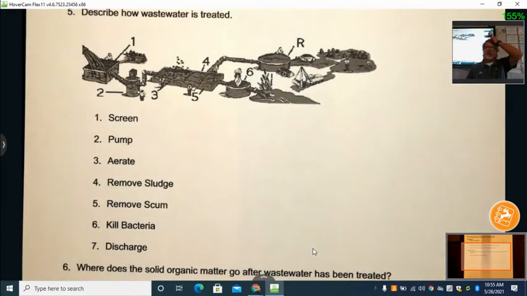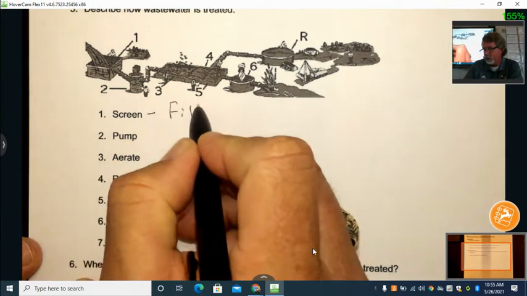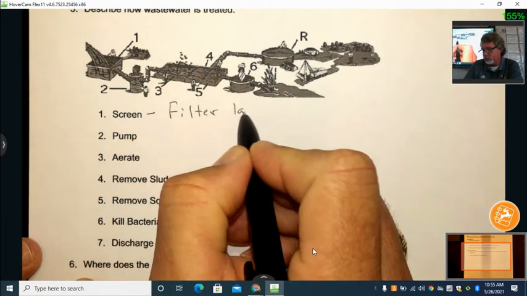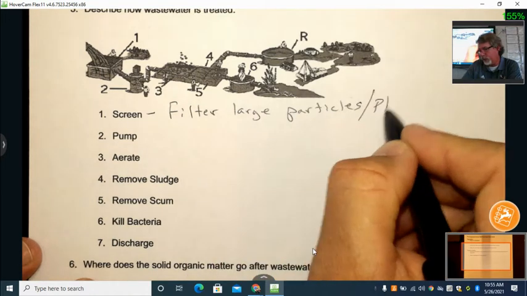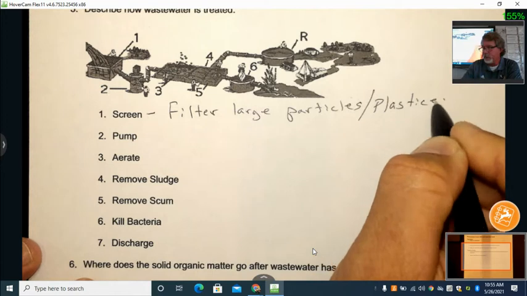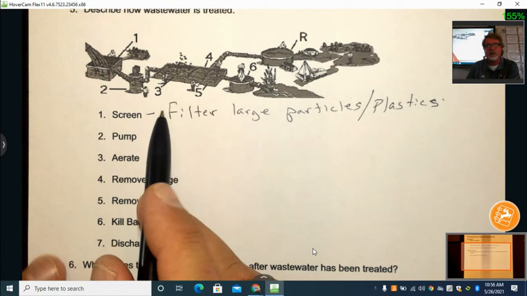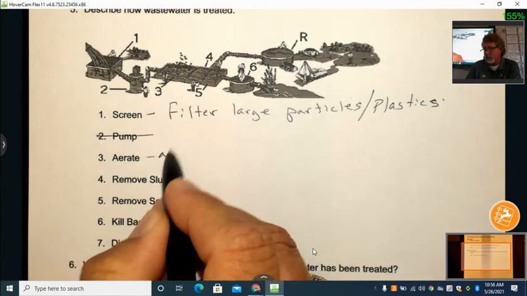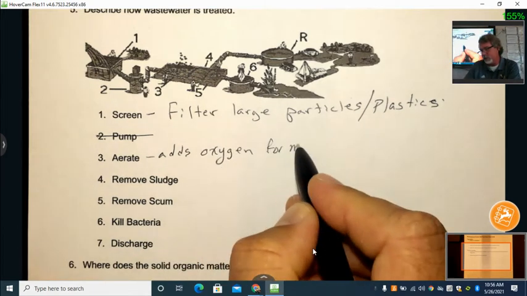The 6 stages, we're not going to ask you all specific 6 stages, but we do want you to realize that the first thing you do is you have to screen or filter large particles. Plastics and such, or any metals that make it through, or rocks for that matter, because remember, the storm drain runoff and the sewage water can get into the same pipe. Pump, we're not worried about. A pump pumps it from different stages. You saw that. Aerator adds oxygen for microscopic organisms.